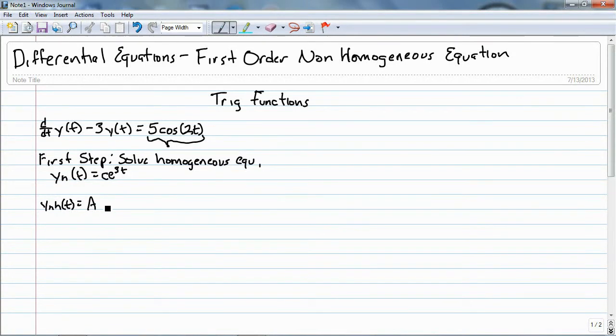So I can say A cosine 2t. But I notice that I'm going to have a problem here because when I take the derivative of the cosine, I'm going to get a sine in this term, and then I'm going to have a cosine in this term, and that's going to be equal to a cosine in the other term. So just a cosine isn't going to work. I need to actually include the sine function. And now we can put this back into our differential equation.